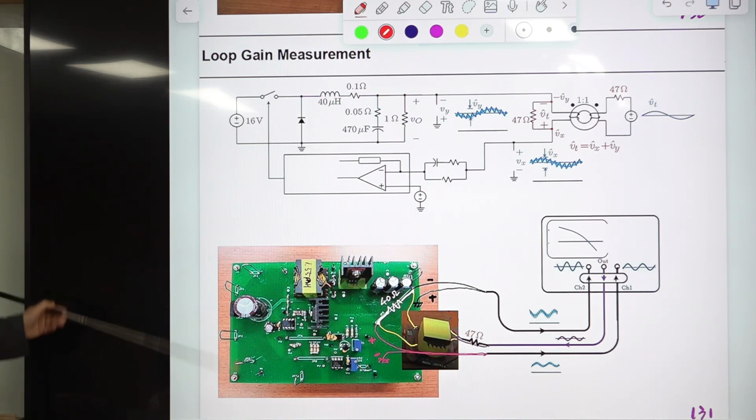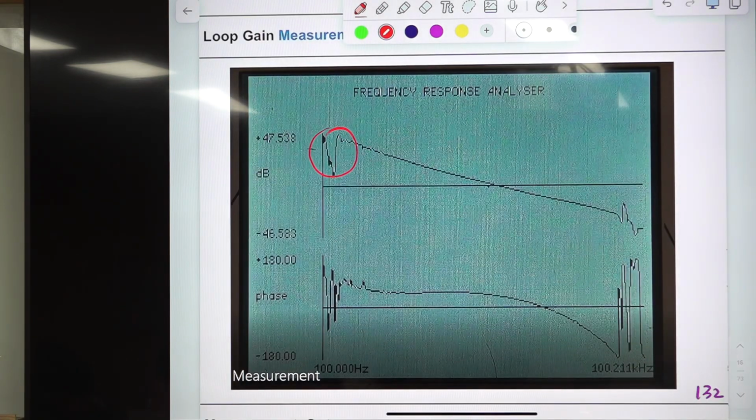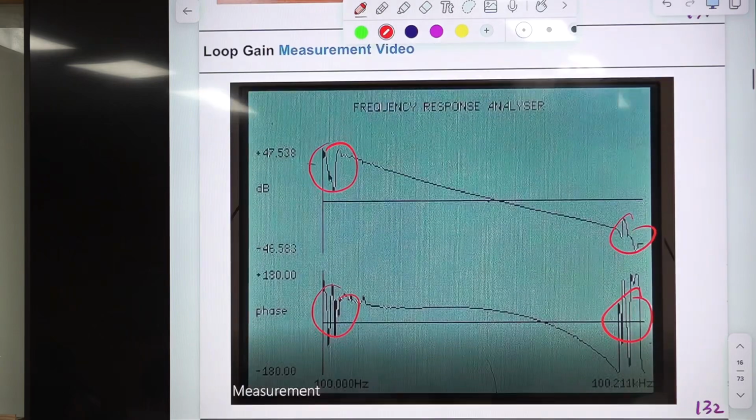But this is the measurement. This is the result. Finally, I'll show the video of measuring this.